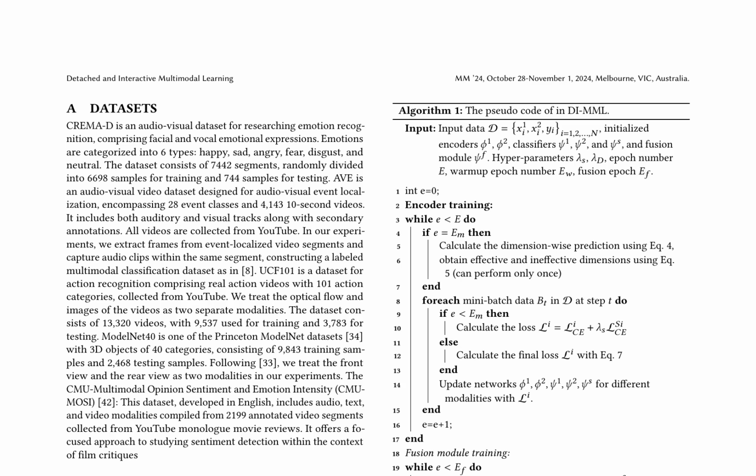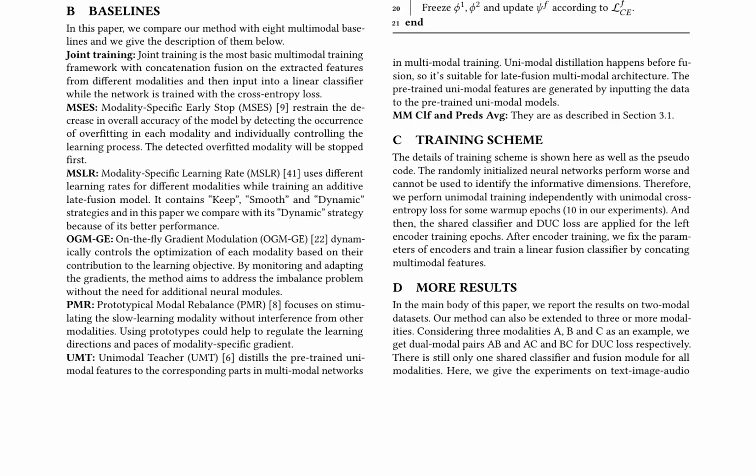These include joint training, modality-specific early stop, MSES, modality-specific learning rate, MSLR, on-the-fly gradient modulation, OGM-GE, prototypical modal rebalance, PMR, unimodal teacher, UMT, MMCL-F, and PREDS-AVG. The proposed method, Detached and Interactive Multimodal Learning, DI-MML, is outlined in Algorithm 1. This method involves encoder training, fusion module training, and the calculation of losses using equations 4, 5, and 7. It employs a warm-up epoch, fusion epoch, and epoch number hyperparameters to control the training process.